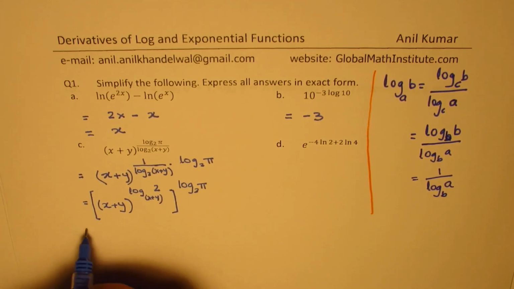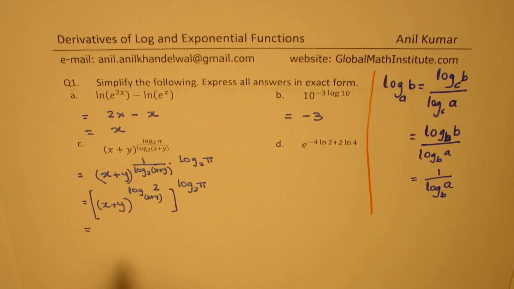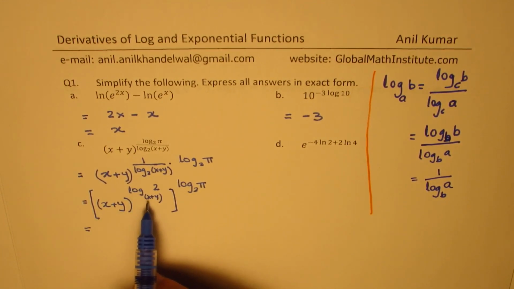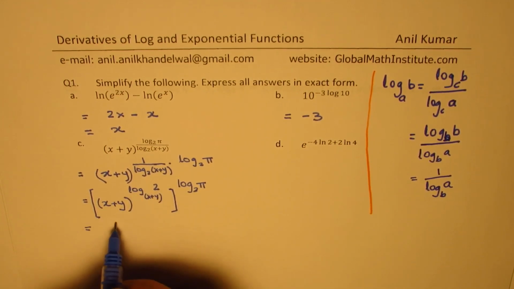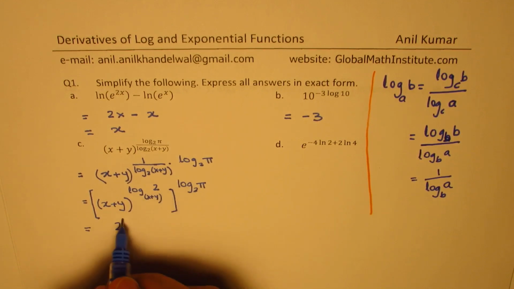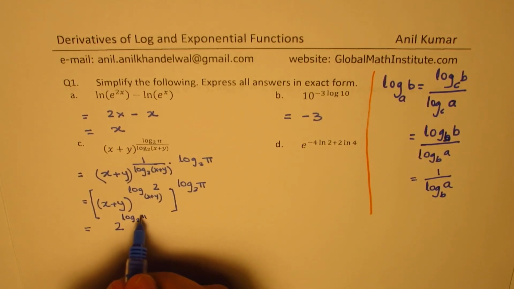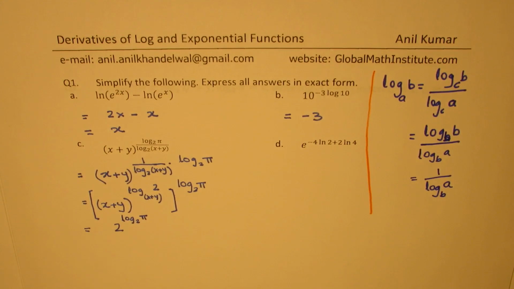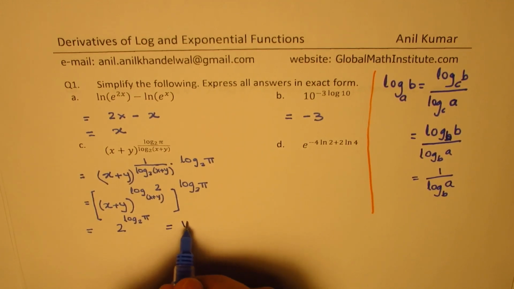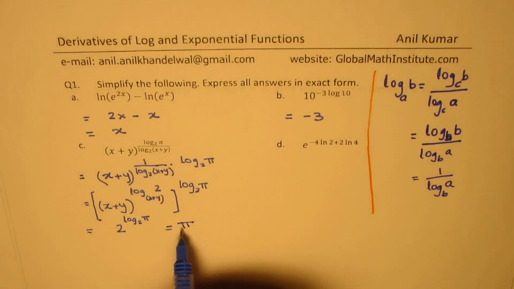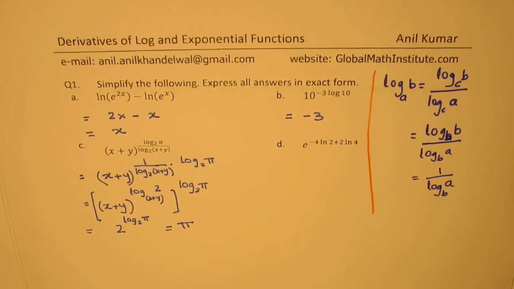Now, we could write x plus y to the power of log to the base x plus y of 2 as just 2. So we get this as 2, and the exponent is log to the base 2 of pi. Does it make sense to you? Now, since the base is the same, we are left with just pi here. So this expression is equal to pi. Does it make sense to you? All right. So this is an excellent question, and I hope that really helps.